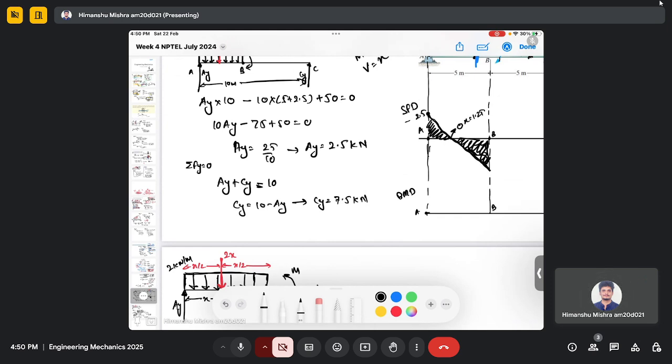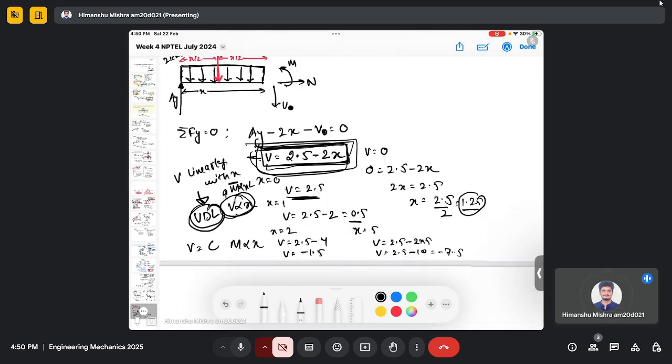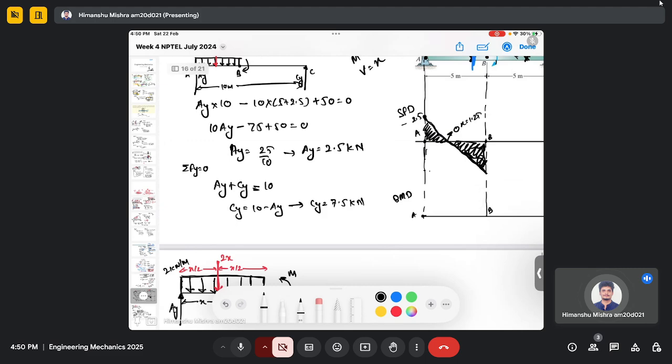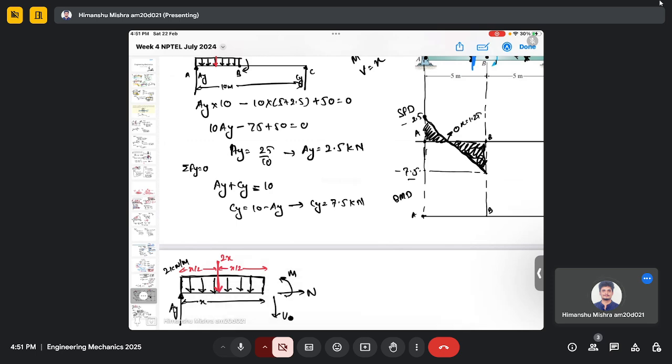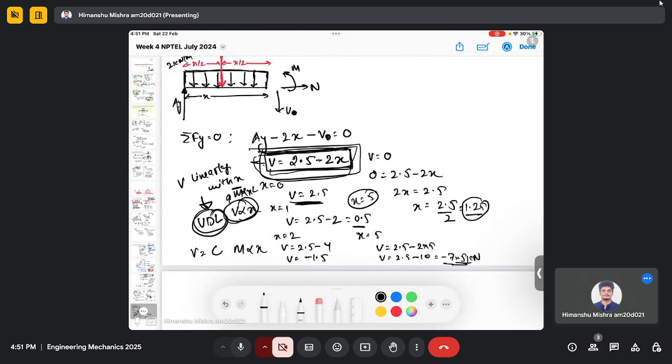How do we know what is the maximum value? You just keep changing x. So you can see here the maximum magnitude you got is when you consider x equals 5. When you put x equals 5, you will get minus 7.5 kilonewton. So if you consider the magnitude, you will get the maximum magnitude of shear force between A and B, and it is 7.5 kilonewton. You can actually do this. Let me check.